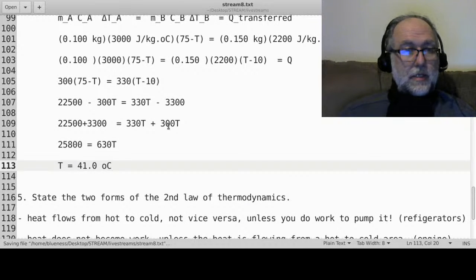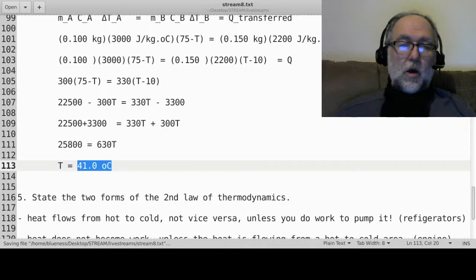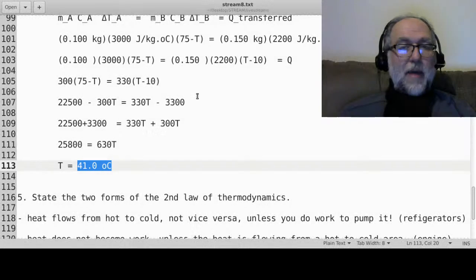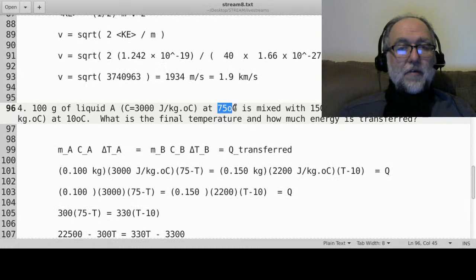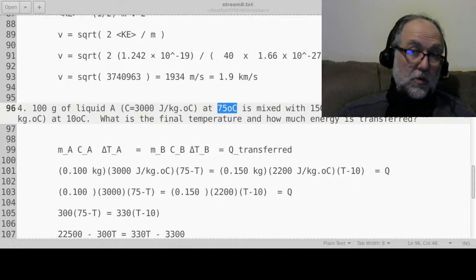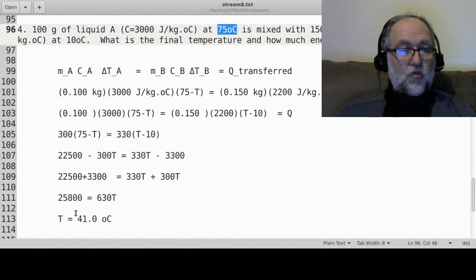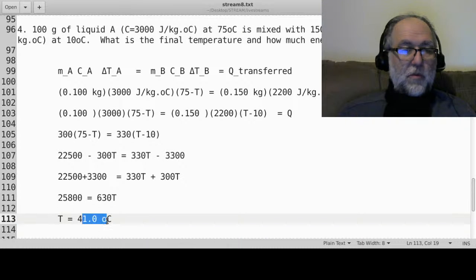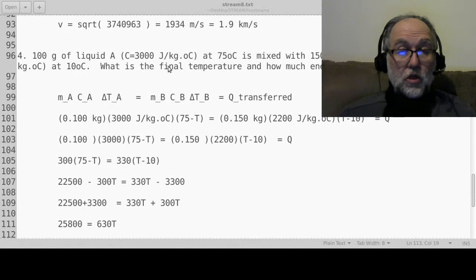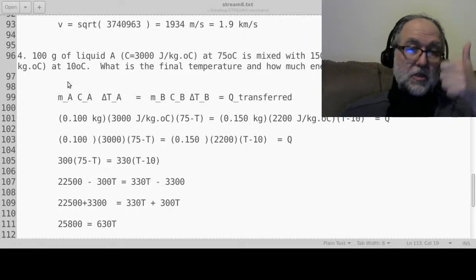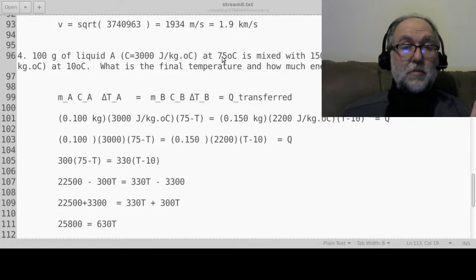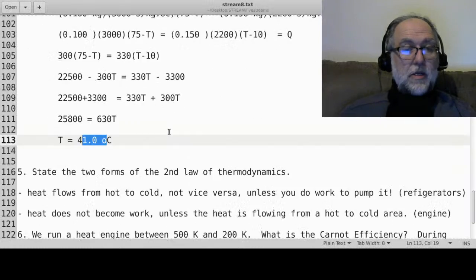And does it make sense? Always ask yourself, does it make sense? If you look back over here, the hotter fluid starts off at 75. It can't get hotter than 75. When you mix it with a cooler one, it's got to go lower than 75. And so it drops to 41. So yeah, you went from 75 to 41. That works. And the cooler fluid has to go up. It starts at 10 and goes up to 41. And so yeah, 41 is between 75 and 10. If you had that the final temperature was either greater than 75 or less than 10, you know that you made a mistake.